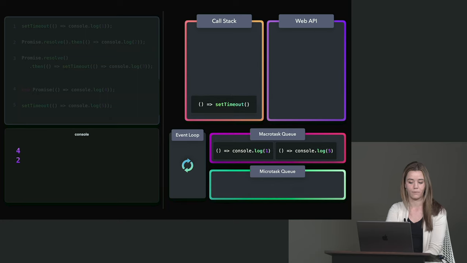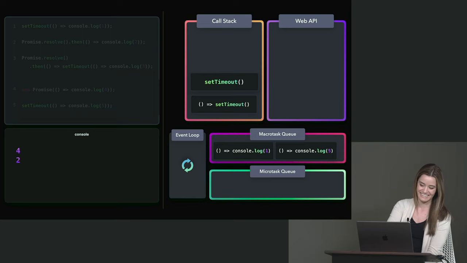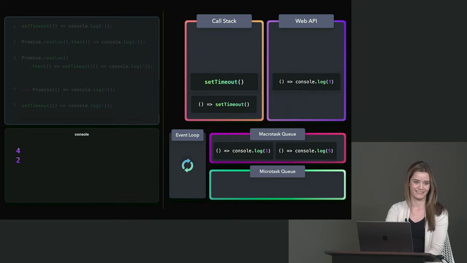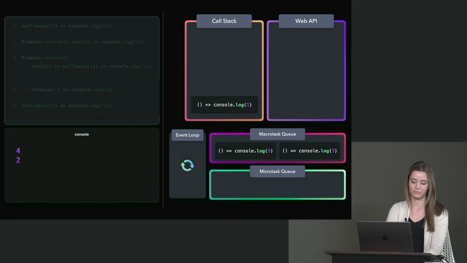And then we have another callback that returns a set timeout. So it calls the set timeout, and set timeout again returns its callback to the web API, which eventually will log three. So on the next tick, this also gets pushed to the normal task queue. Now we have the timeout callback for the first one, which logs one.